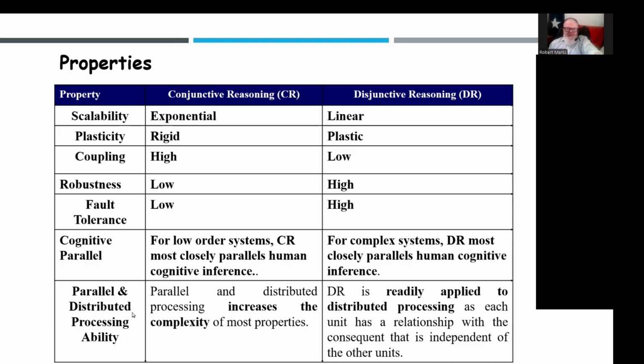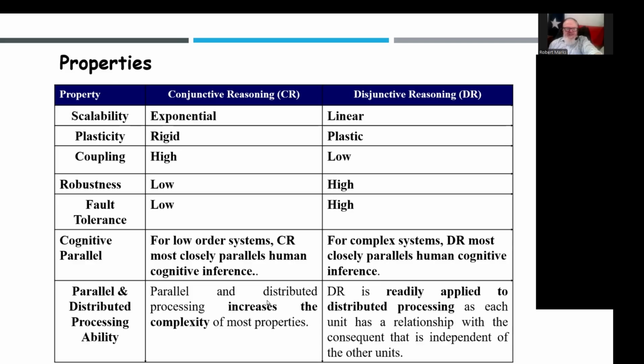Another thing is the actual parallel and distributed processing ability. With Mamdani control, everything is connected to everything else. All of the rules are connected by a rule in that matrix, and therefore you cannot use parallel processing. Whereas disjunctive reasoning is very good for distributed processing because you could have each one of the processes evaluated separately and then concatenate them in the end. So these are some of the interesting things about that.